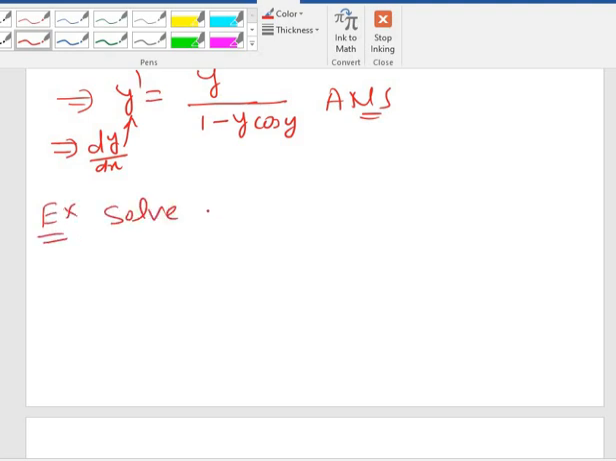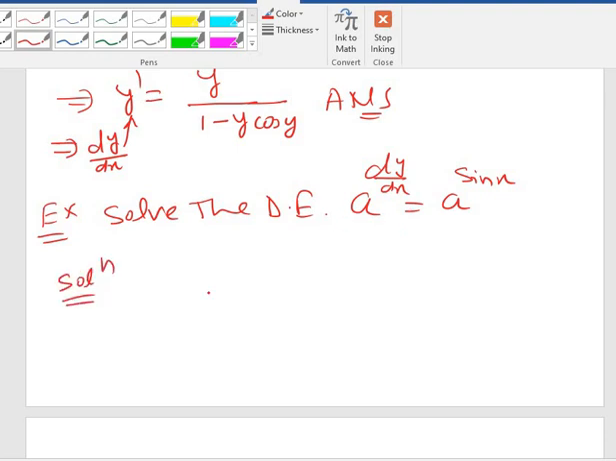Solve the differential equation a power dy dx is equal to a power sin x. Because the base is the same, it is very easy to write. We can write dy dx is equal to sin x. It means that just integrate both sides.